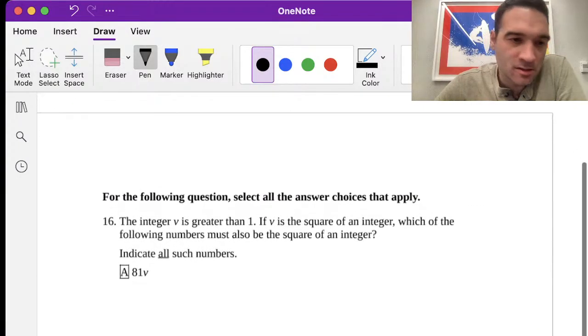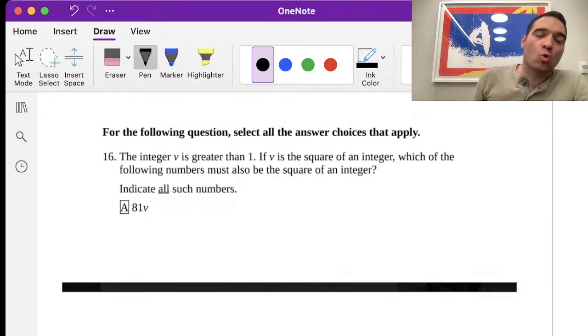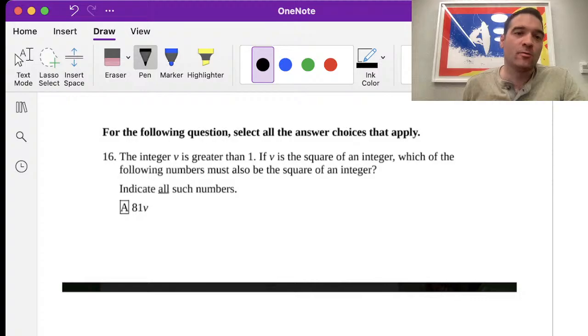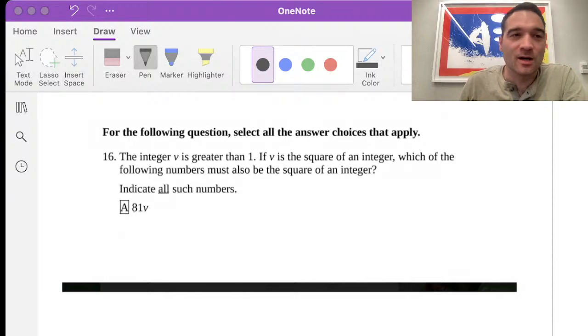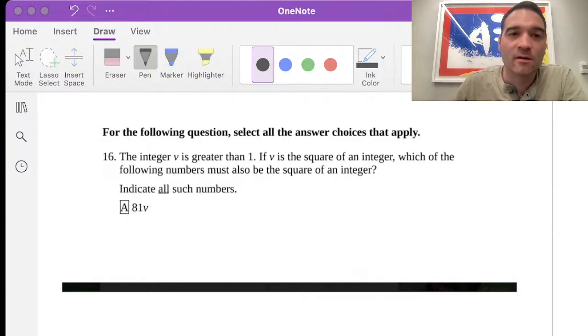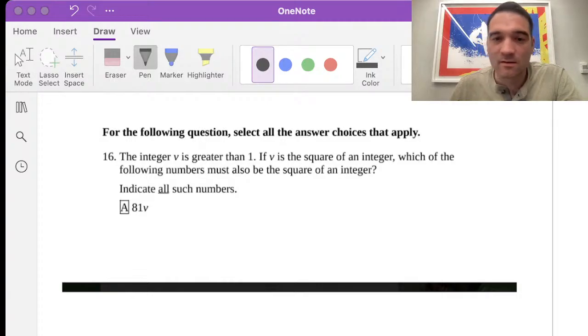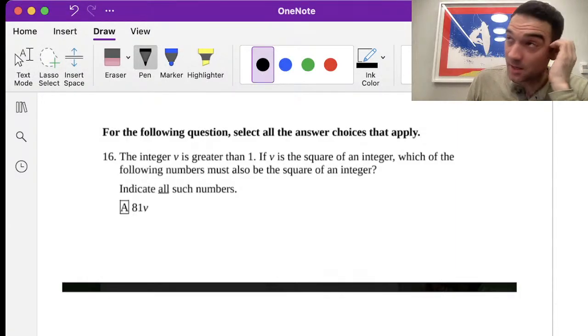Okay, here we go. So, the integer v is greater than 1. If v is the square of an integer, which of the following must also be the square of an integer? Ooh, gonna have to dip a little into quadratics for this one, I think. There's probably a better way to solve it that I'm not seeing. So let's start by thinking of some examples of a square of an integer.